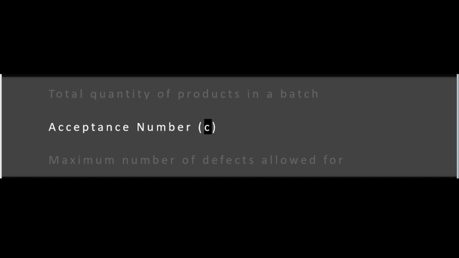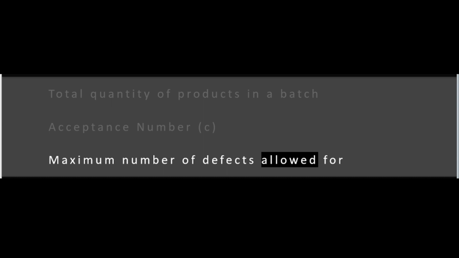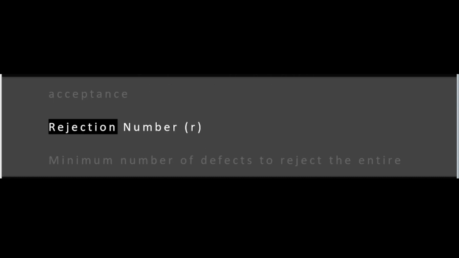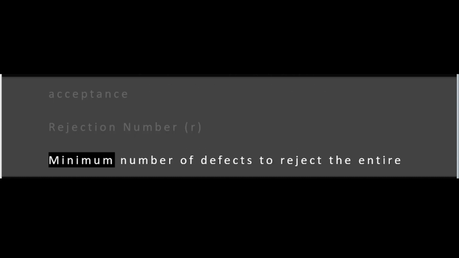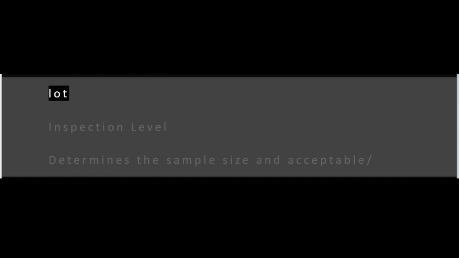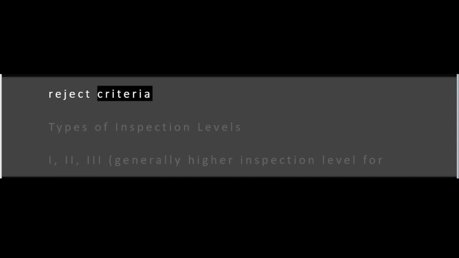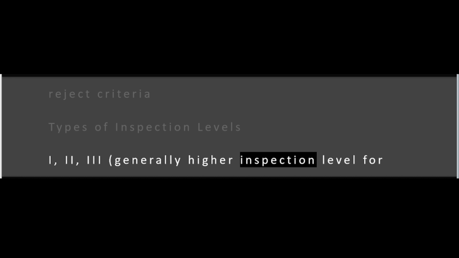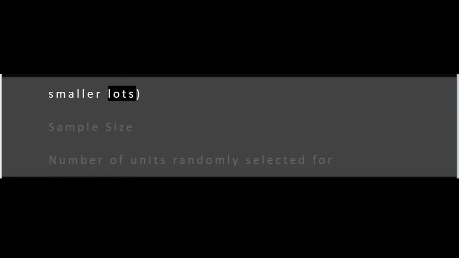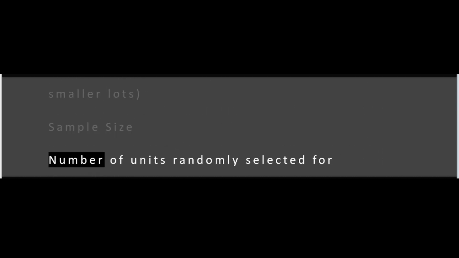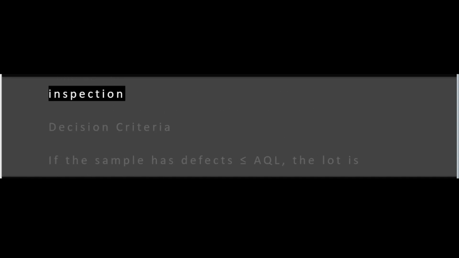Acceptance number, C. Maximum number of defects allowed for acceptance. Rejection number, R. Minimum number of defects to reject the entire lot. Inspection level. Determines the sample size and acceptable/reject criteria. Types of inspection levels. 1, 2, 3, generally higher inspection level for smaller lots. Sample size. Number of units randomly selected for inspection.